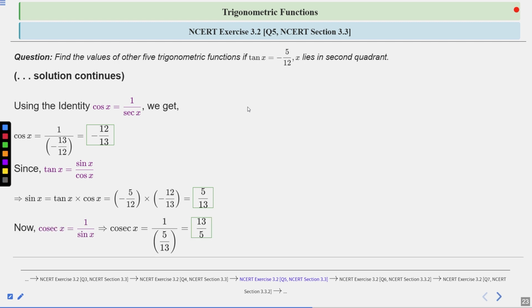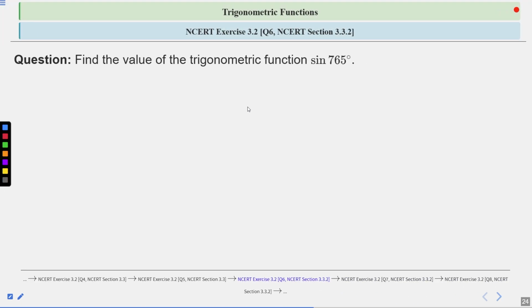Now cosec x is equal to 1 upon sin x. So cosec x will be equal to 1 upon 5 upon 13, which is equal to 13 upon 5. Hope you all have understood. Let us move to the next question.